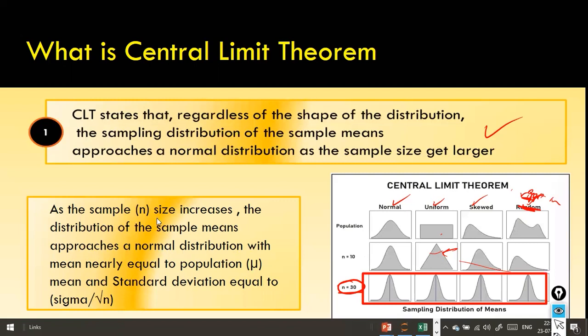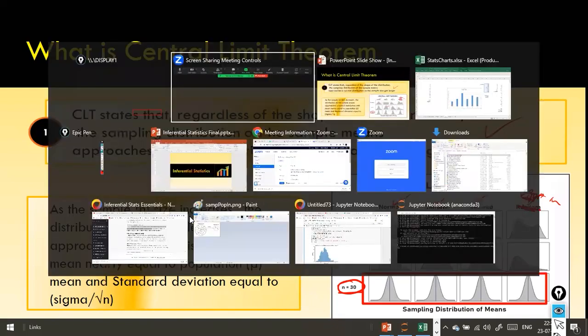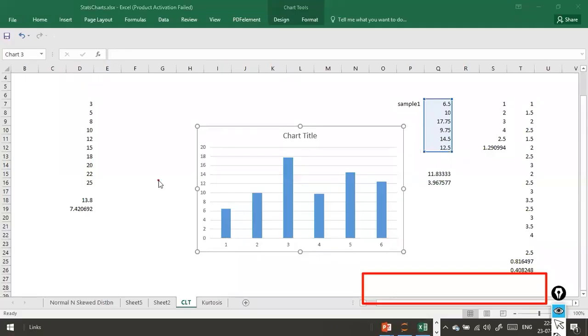So as the sample size increases, the distribution of the sample means approaches a normal distribution. This is another thing, okay? The sample means also approach the normal distribution with the mean nearly equal to the population mean and standard deviation equal to sigma divided by square root of n. So what I will do is, I will just show you with this example.